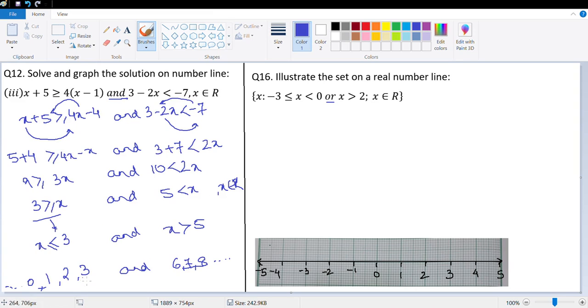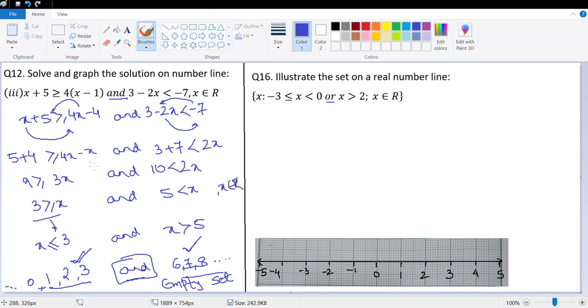So is there any number which satisfies this condition as well as this condition? Because it says "and", it has to be less than 3 and it has to be more than 5. Can there be any solution like this? No, obviously if the number is less than 3, then it cannot be more than 5, which means the answer to this is the empty set, because there is no number which will satisfy less than 3 and more than 5. There can be no solution for this. So it's basically an empty set.